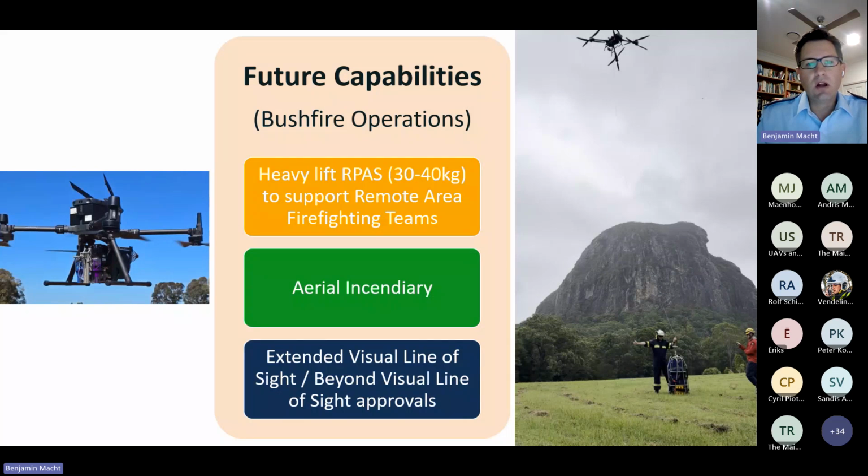And that works really well. So this is where we're currently at. What are we looking at in the future for our bushfire operations? How can we better support our crews, our staff, our volunteers on the ground with drones?